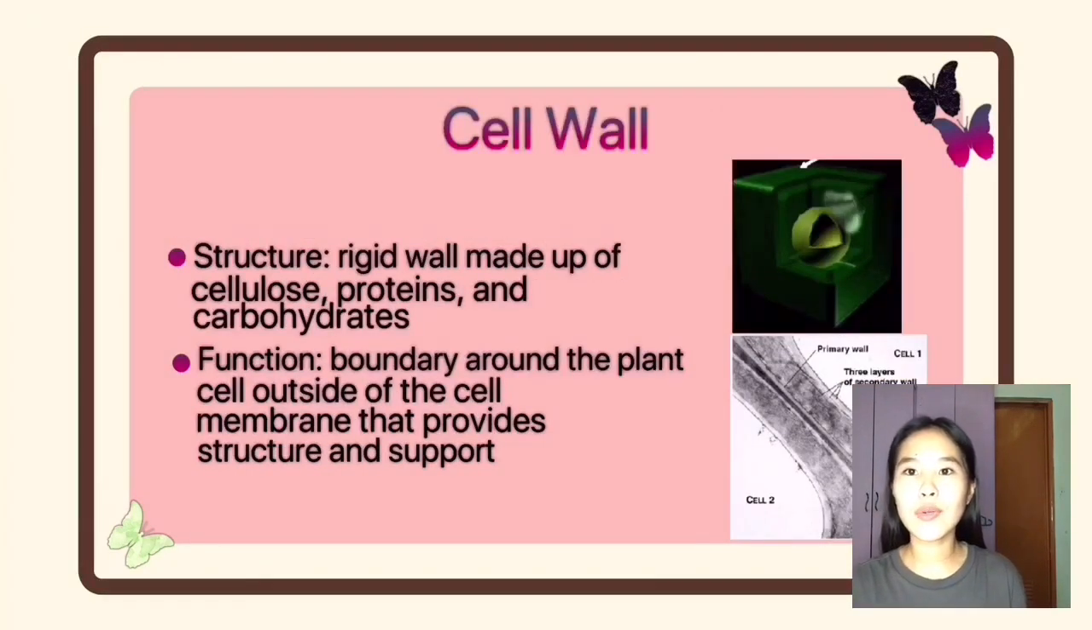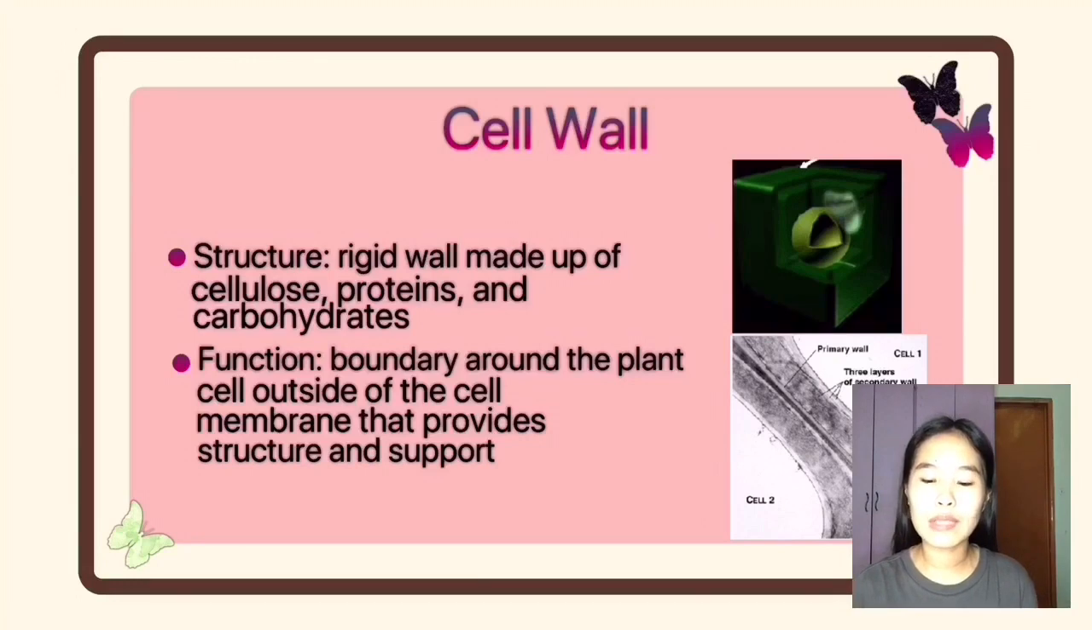Cell wall structure. A rigid wall made up of cellulose, proteins, and carbohydrates. Function: a boundary around the plant cell, outside of the cell's membrane, that provides structure and support. The cell wall is defined as the non-living component covering the outermost layer of a cell.